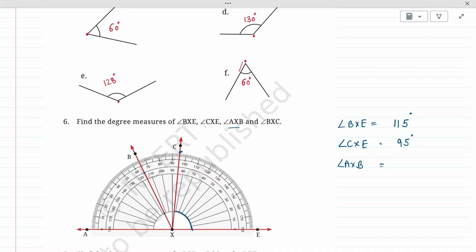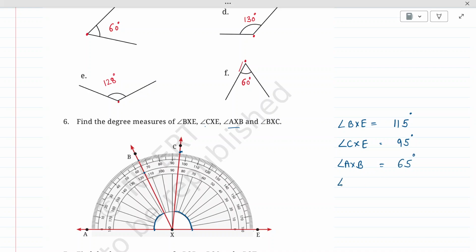Next we have AXB, angle AXB. AXB means this particular angle. So this angle is given here as 65. This is in the center. Since we are measuring from the left side, we have to consider the outer point. So this is 65.